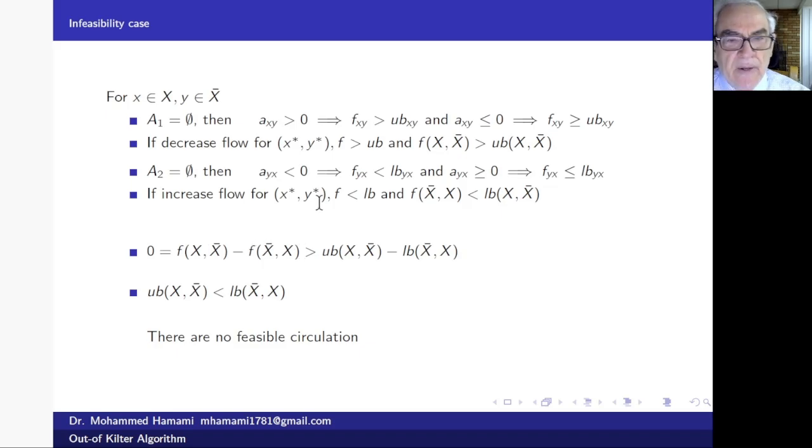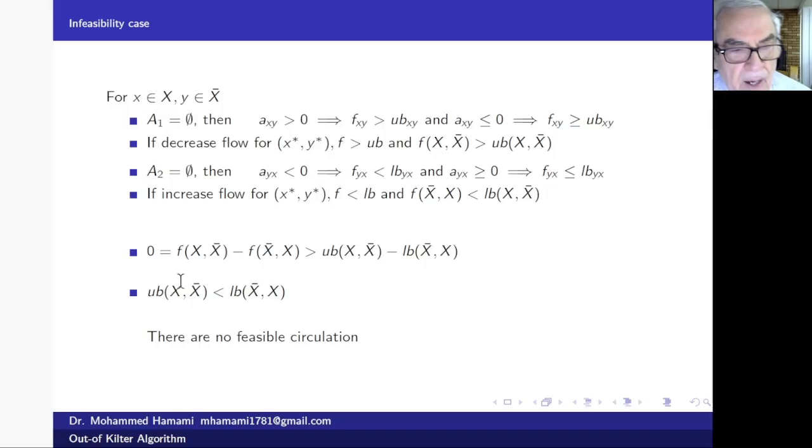Okay, and from here, f is greater or equal to the upper bound, and this is less or equal to the lower bound. So we also have this greater or equal, but at least one of these two is a strict inequality. Either we are decreasing the flow on x star y star, or we are increasing the flow. So we have this relationship. And now from this relationship, the sum of the maximum capacity of the arc from x to x bar is strictly less than the lower bound of the arc from x bar to x. And that doesn't make sense, right?